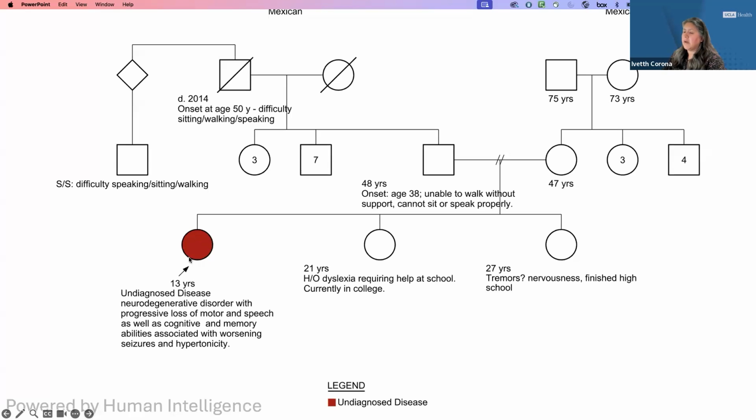But in the patient, in the proband's case, onset was at 2 years old. In the dad, the phenotype that overlaps had onset at 38. Even the paternal grandfather had some similar phenotype with onset at age 50.